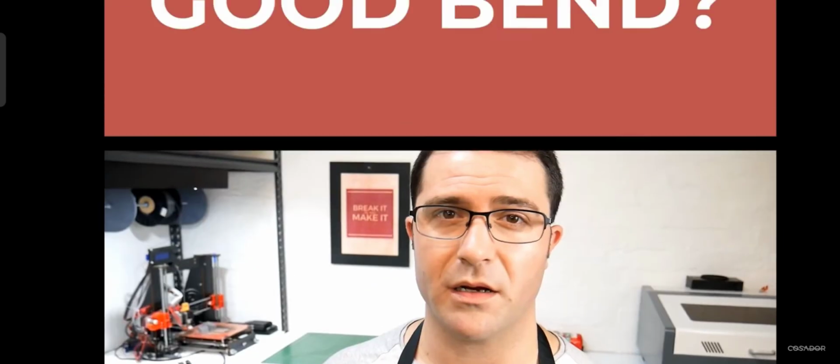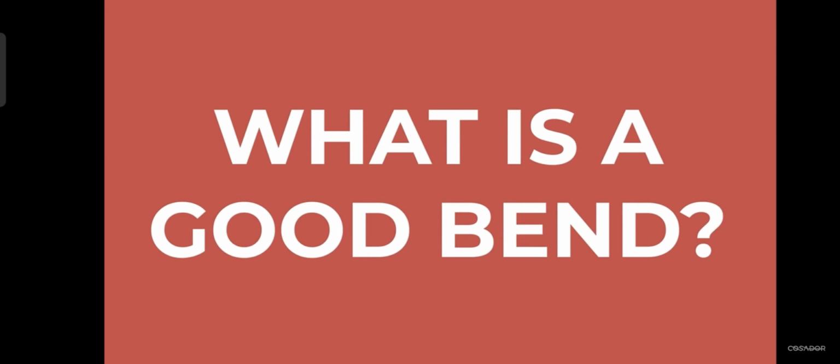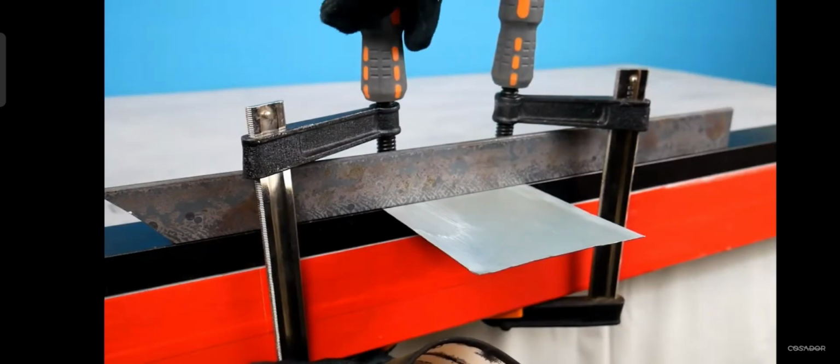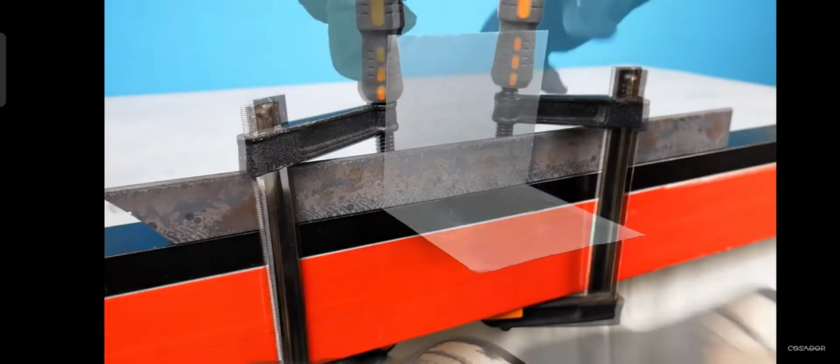But before we start, I'm going to answer a few questions and tell you a few things to consider when bending sheet metal. So what is a good bend? A good bend is defined by the radius of the bend, how straight it is, and if it meets the required angle. In this case, I'll be clamping the steel sheet and bending it.